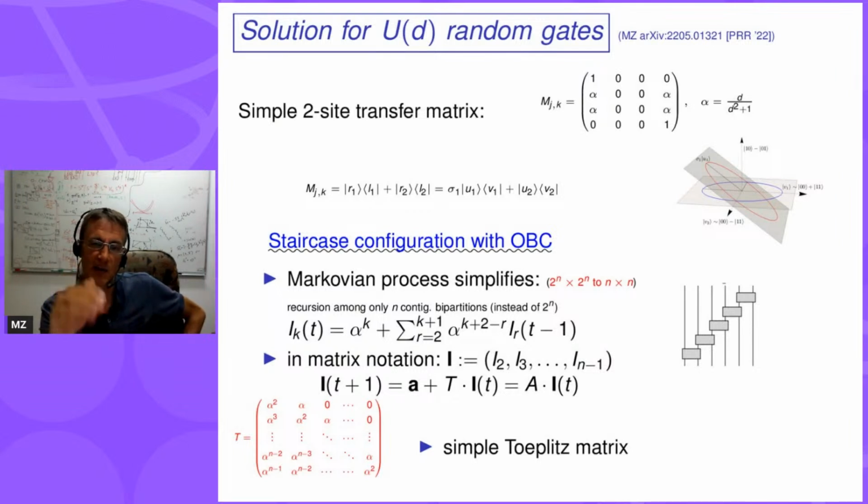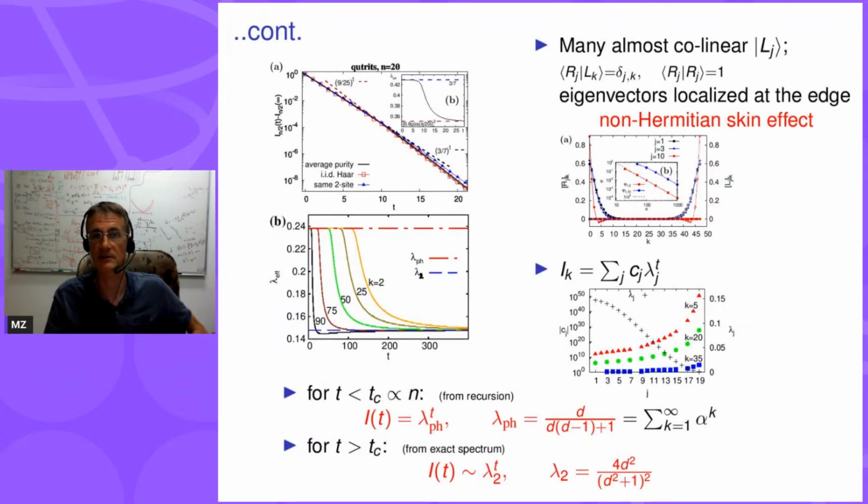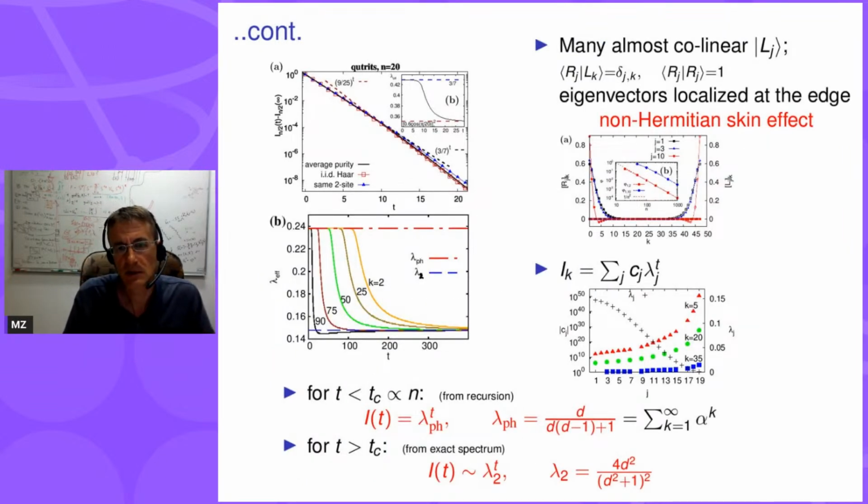Now, whenever you stumble upon a Toeplitz matrix, you are in business, because mathematicians know a whole lot of things about Toeplitz matrices. And in this case, it was even nicer. For this particular matrix, I could get all the eigenvalues, all left and right eigenvectors. So let me just briefly show you the results without going into any details.